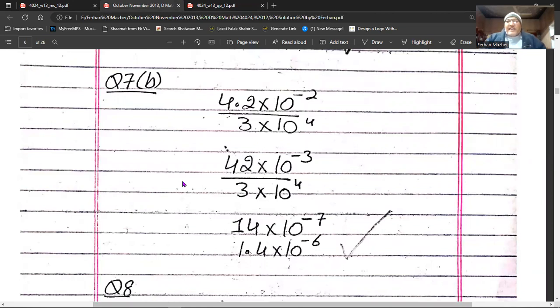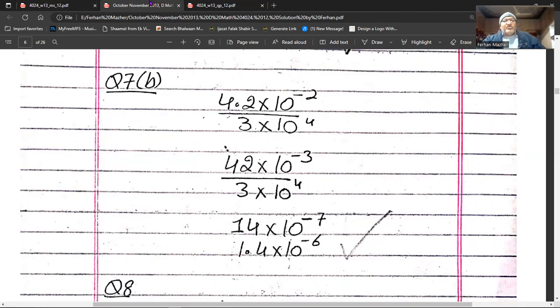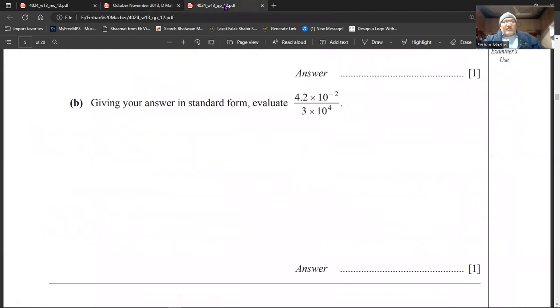Now 42 and 3 can be cancelled. 42 divided by 3 is 14, and × 10 raised to the power. From the upper power, subtract the lower power, so the power will become -7. Move this decimal 1 step to the left, the power will be added. 1 will be added here, so -7 plus 1 becomes -6. So your final answer will be 1.4 × 10^-6. 1.4 × 10^-6 is the right answer. The solution is showing up on your screen.